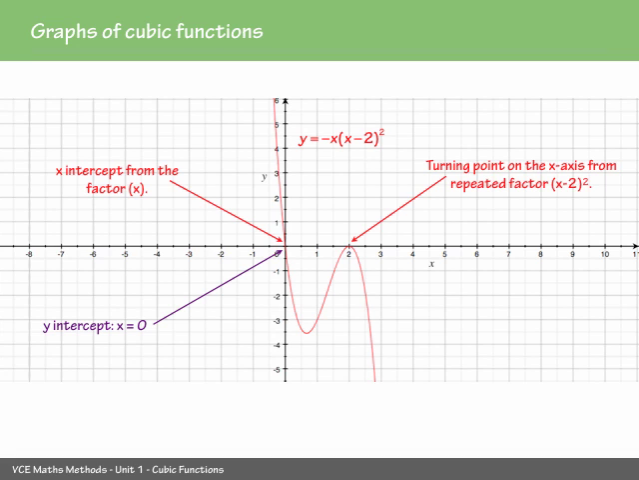The y-intercept for this one is also going to be 0. Put x equals 0 in, and you get y equals 0 coming out. The last thing to keep in mind with this graph is it's actually an upside down cubic. It's one that's headed predominantly downwards, and that's because of the negative sign out in front.